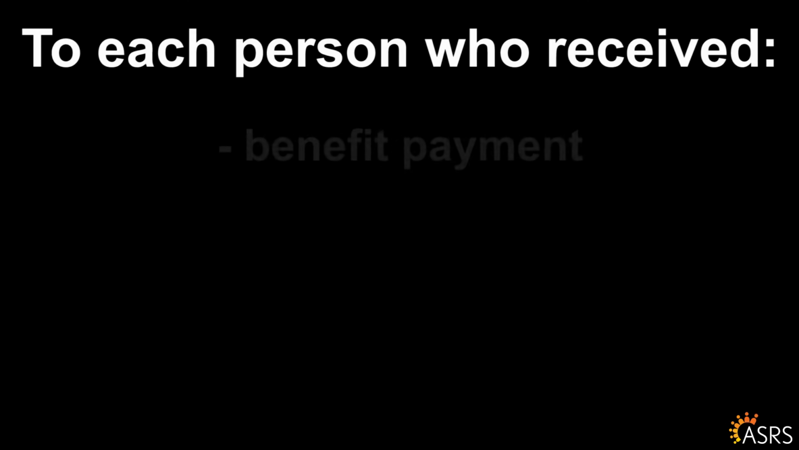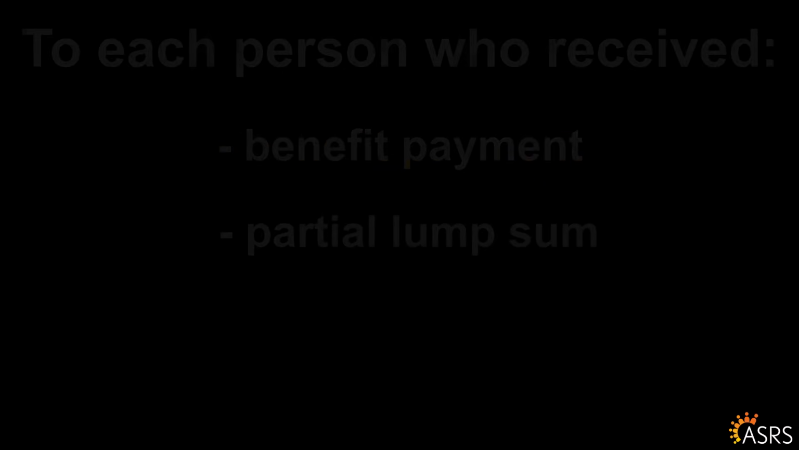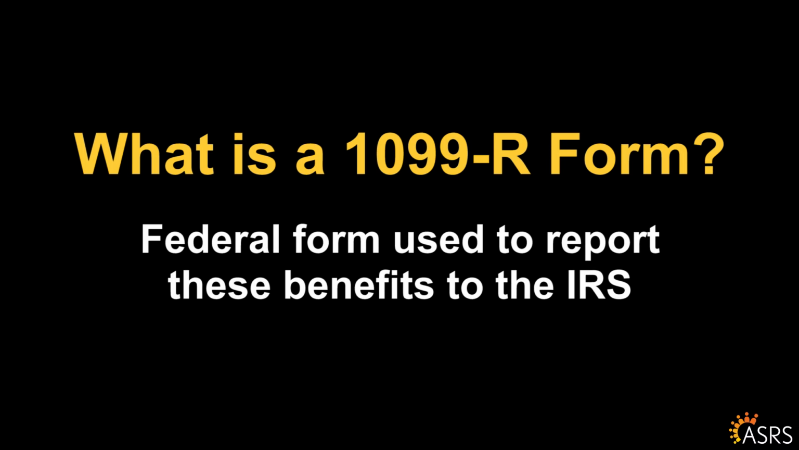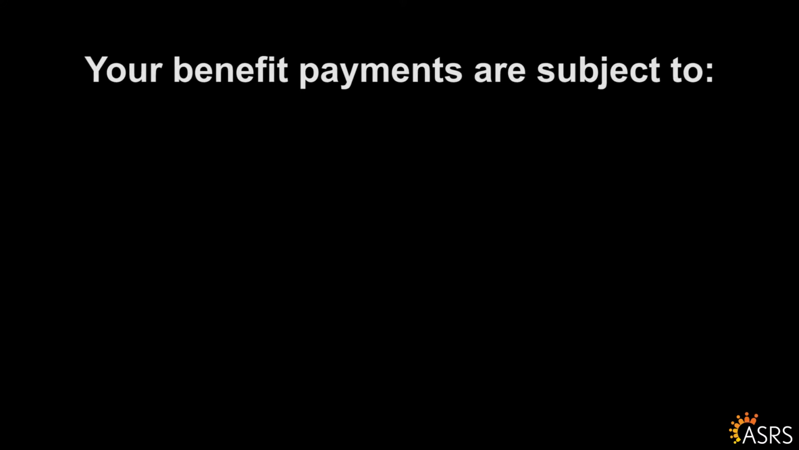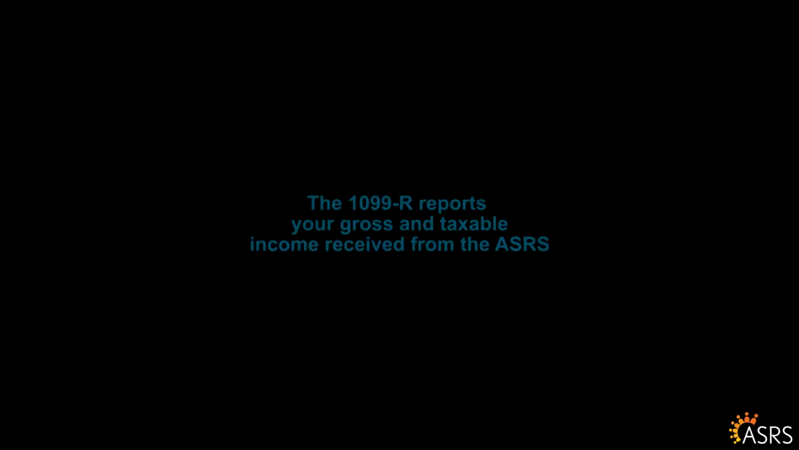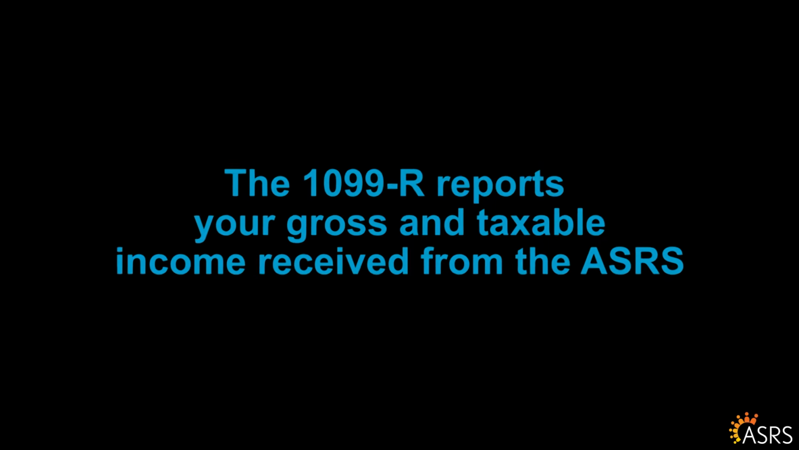In January of each year, the ASRS provides a 1099-R form to each person who received either a benefit payment or a partial lump sum in the prior year. The 1099-R form is a federal form used to report benefit payments to the IRS. Your benefit payments are subject to federal and state taxes.